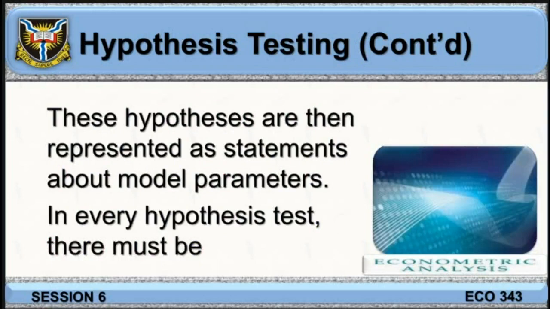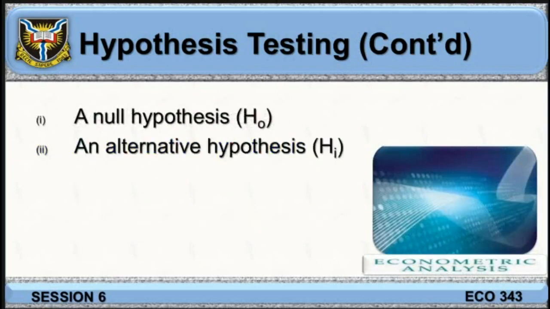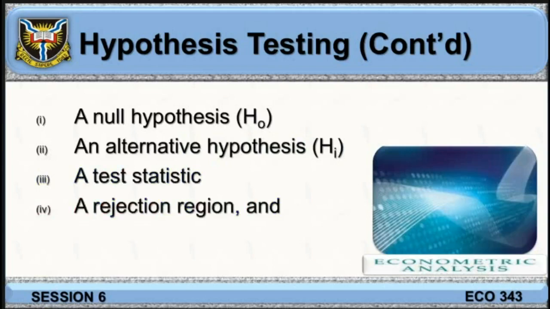In every hypothesis test, there must be: 1. A null hypothesis H0, 2. An alternative hypothesis H1, 3. A test statistic, 4. A rejection region, and 5. A conclusion.